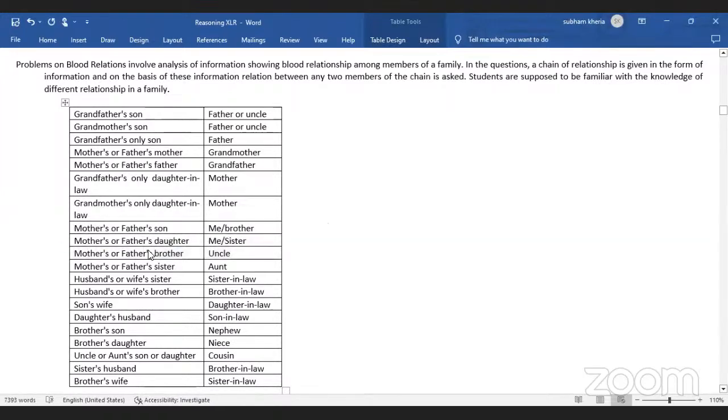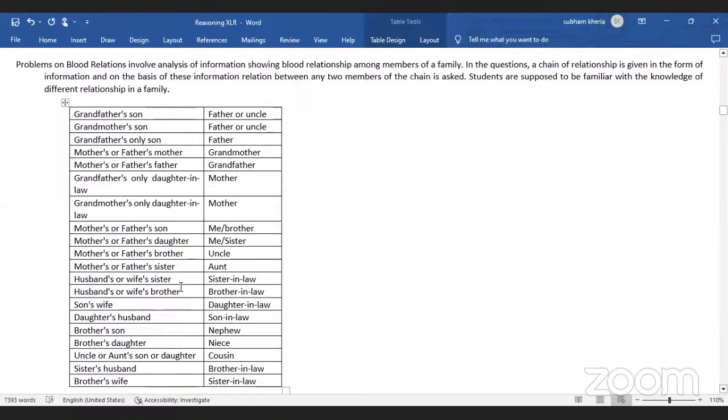Okay? Mother's or father's brother is uncle. Father's brother is paternal uncle. Mother's brother is maternal, mama ji, maternal uncle. Mother's or father's sister is aunt. Mother's sister is maternal aunt, that is Mosi, and father's sister is paternal aunt, that is Bua. Or Fufi, you call it, whatever.